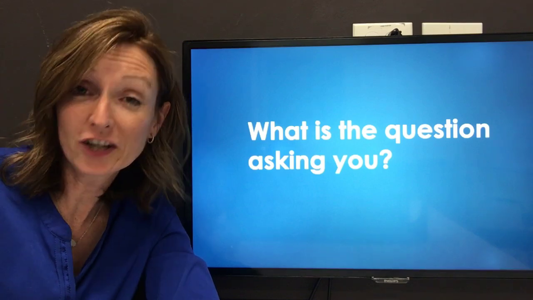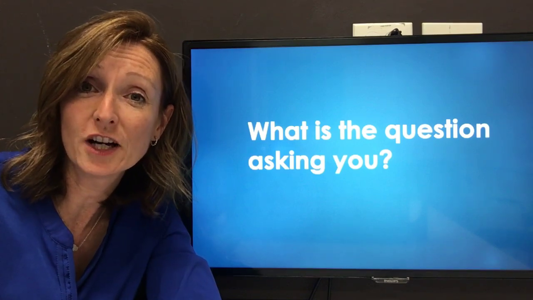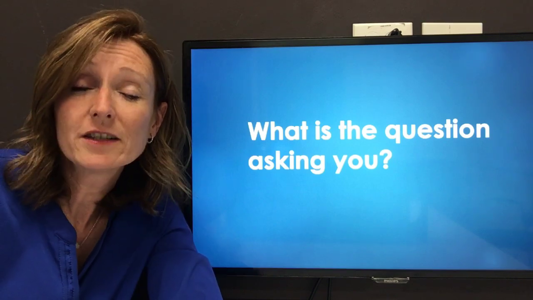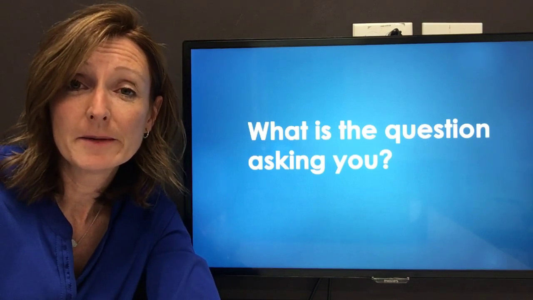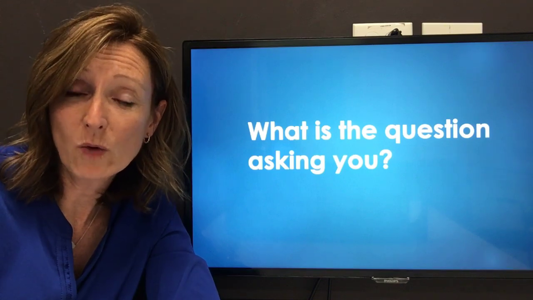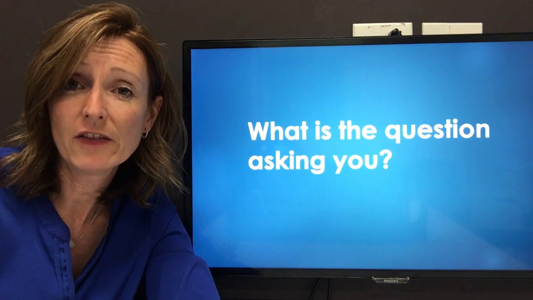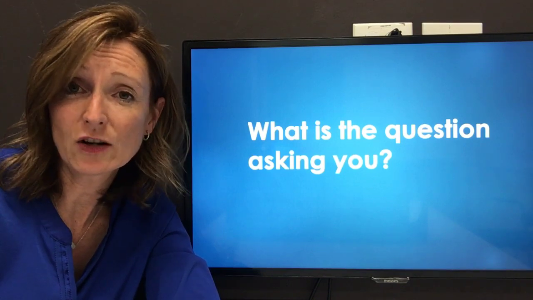So before you even look at the answer choices, make sure that you are looking at the key words in the stem of the question. What is the question asking you? Use your scratch paper or your whiteboard next to you and write down quickly 3 to 5 words that are key to answering that question.